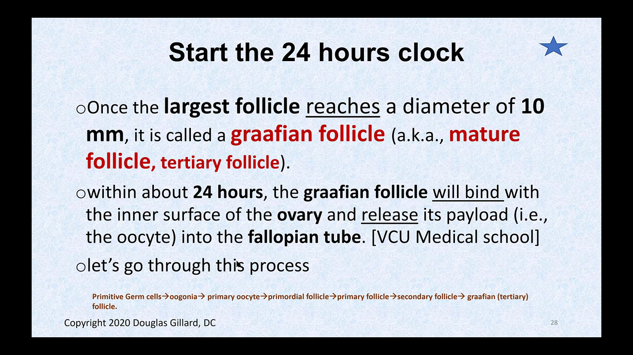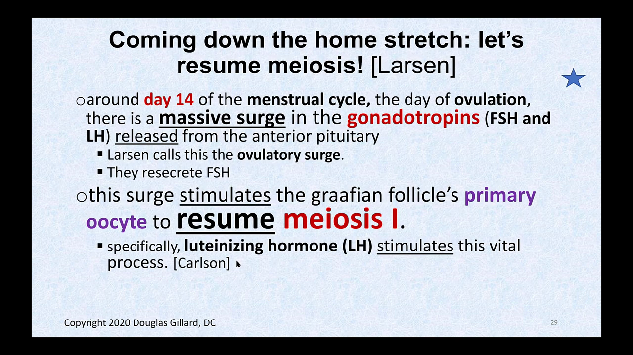Within 24 hours, this graafian follicle will have bound to the inner surface of the ovary, and it'll release its payload. At that point, it'll be the secondary oocyte into the fallopian tube. So let's see how that works.